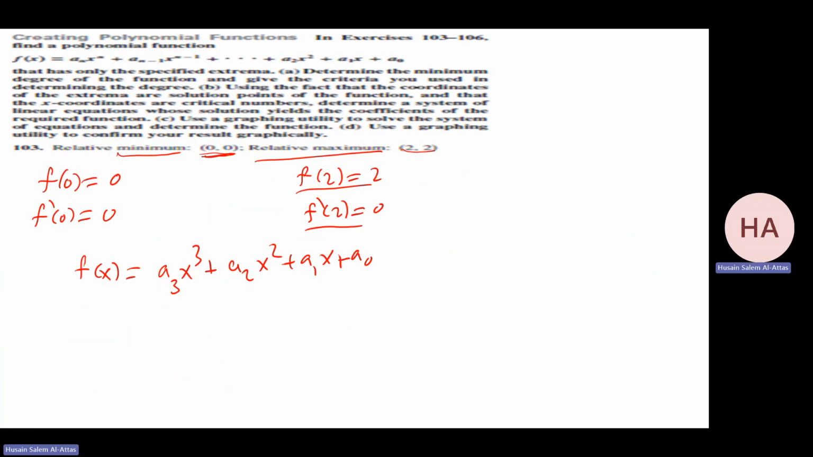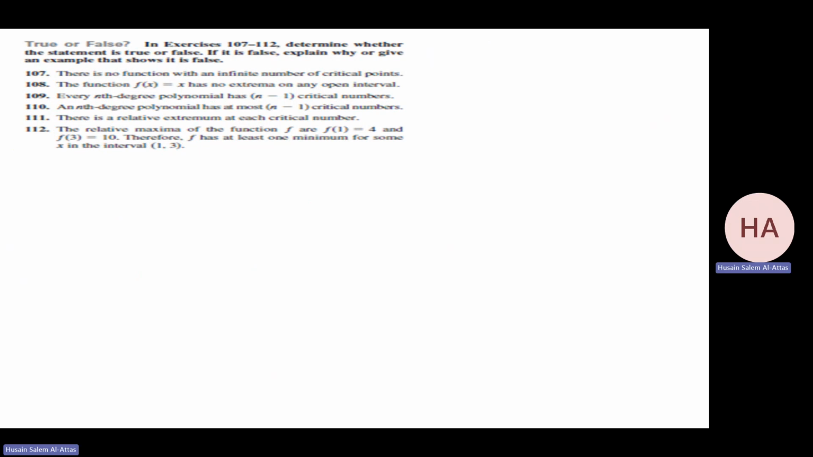Now let me finish the true or false questions, and then the last question. There is no function with an infinite number of critical numbers. The answer is false. Why? Take sin x. Sin x has an infinite number of critical numbers.